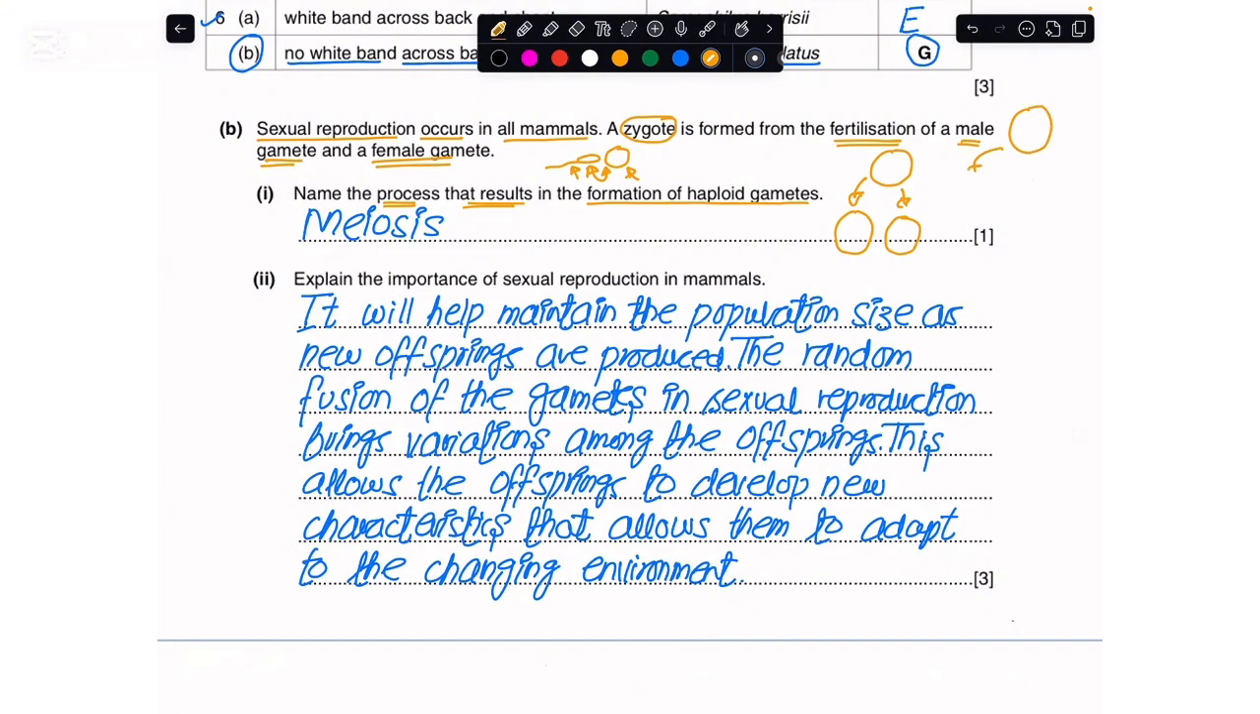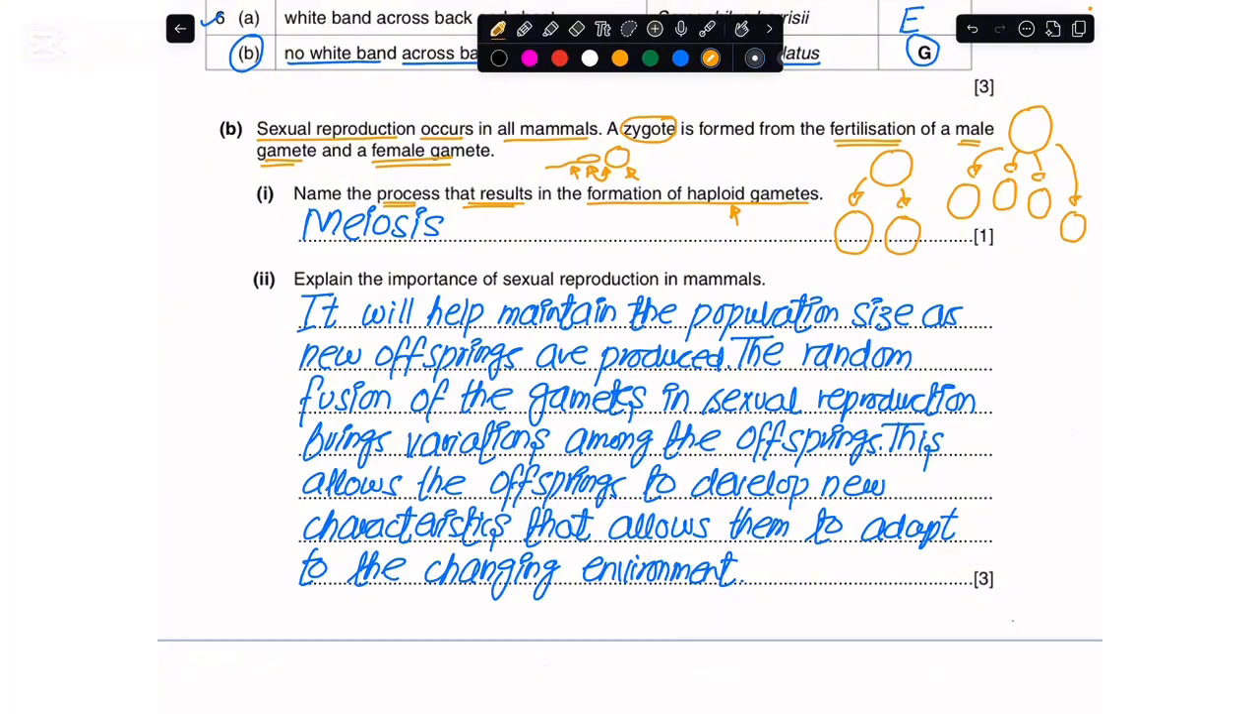If I were to talk about meiosis, at the top we have the parent cell, and when this undergoes the meiosis process, we end up making a total of four daughter cells, such that the number of chromosomes in these four daughter cells is reduced to half, or they become haploid gametes. So that is why the answer we are required to write here is meiosis.